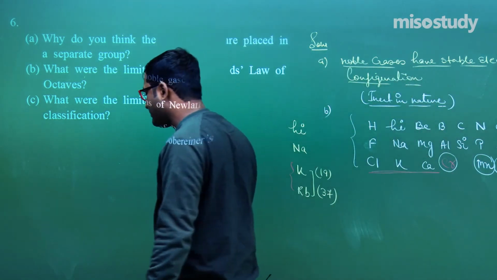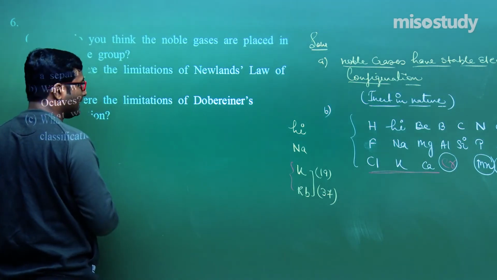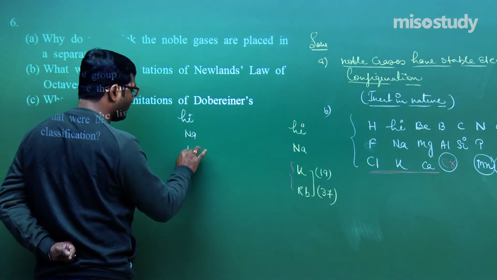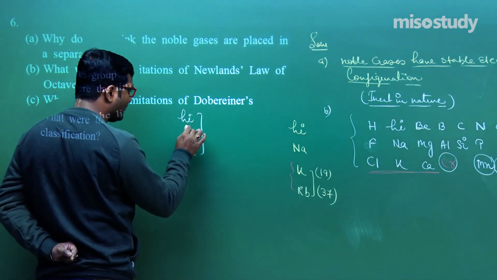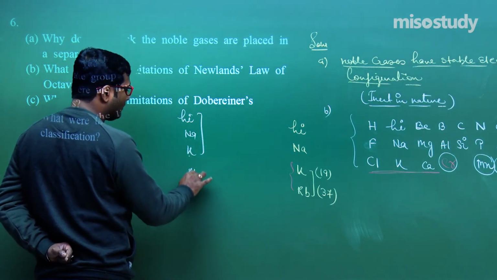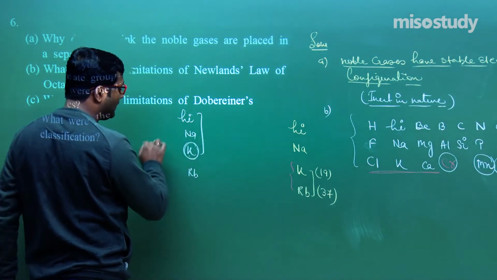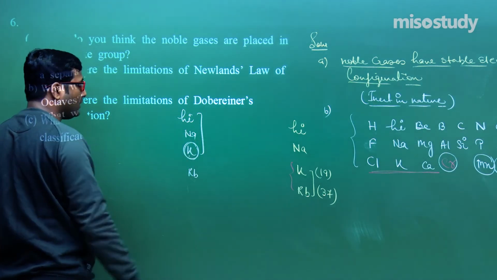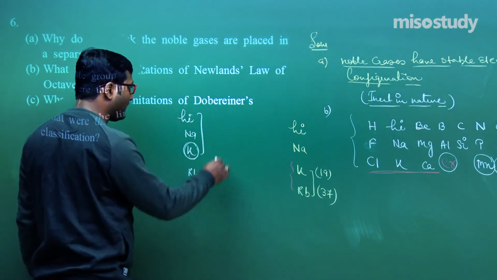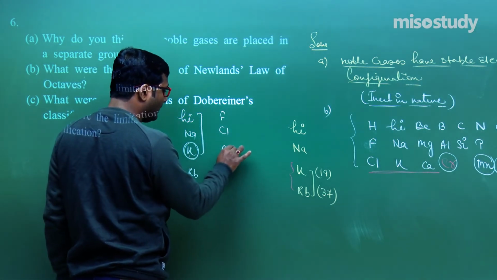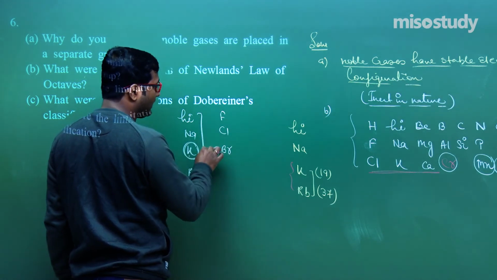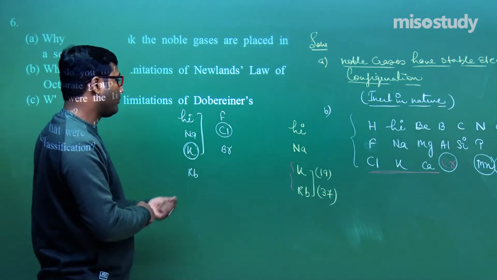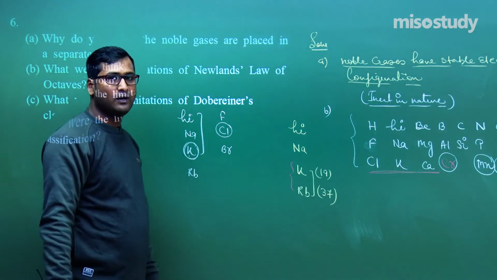After the discovery of the maximum number of elements, the law of triads was not followed. Suppose I write lithium, sodium and potassium; in this case it is correct. But if I write sodium, potassium and rubidium, check it out, potassium will not have a mass nearly equal to the arithmetic mean of sodium and rubidium. If I write fluorine, chlorine and bromine, chlorine will not have an atomic mass nearly equal to the arithmetic mean of fluorine and bromine.